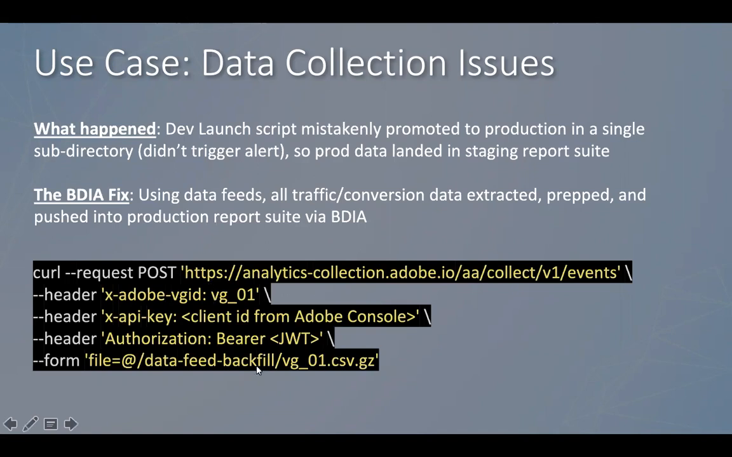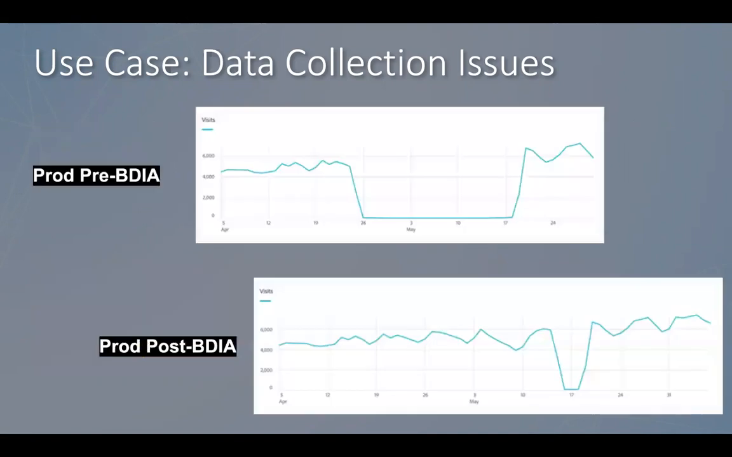So this is really all that the request looks like. You've got the endpoint. We've got a dummy visitor group ID, since it was just one single file. Our client ID from the Adobe console, our JSON web token, and then just the file gzipped itself. And that's really it. Then within 50 minutes, we had pretty much all of the data back. There were like 2 or 3 days that we couldn't get back for whatever reason, but you can see that through pulling data feeds out of staging, we were able to move that into production fairly easily.